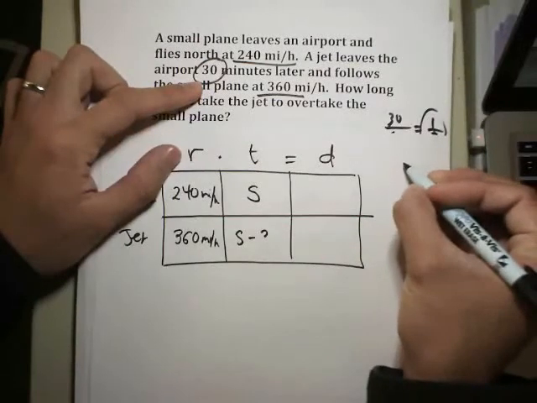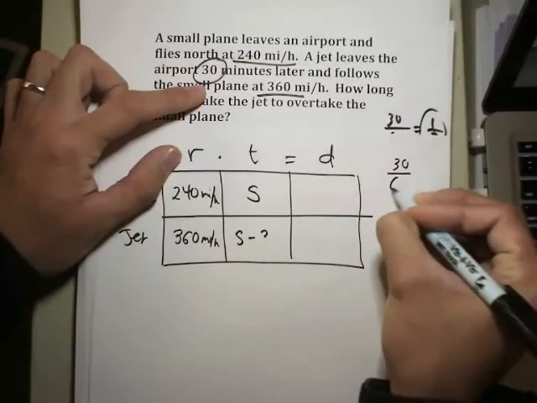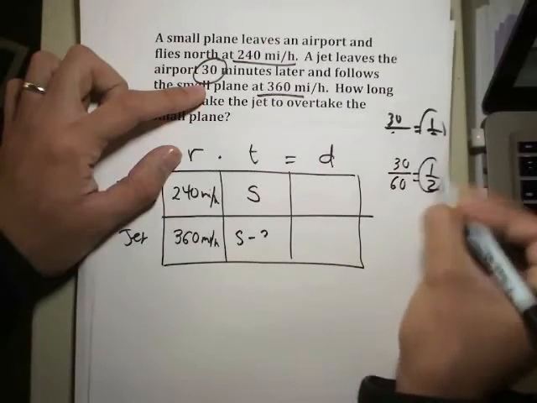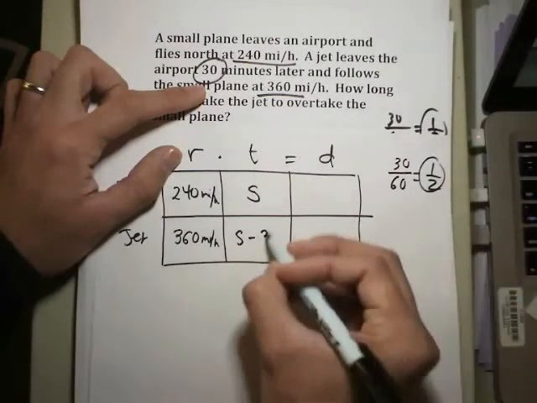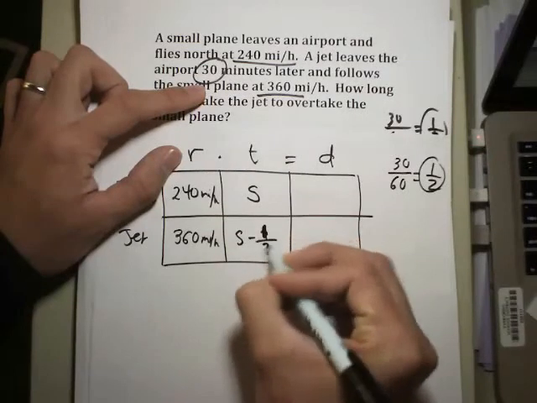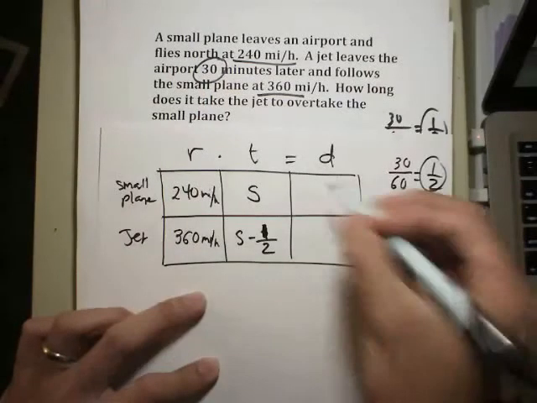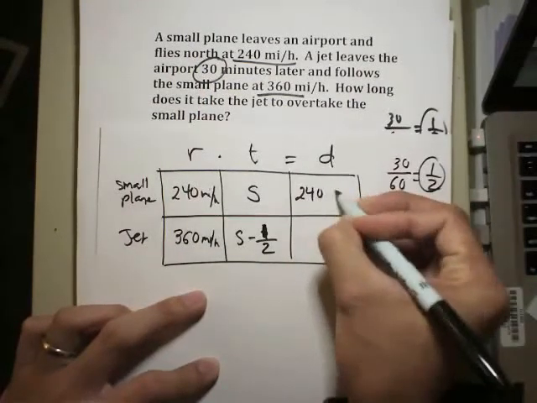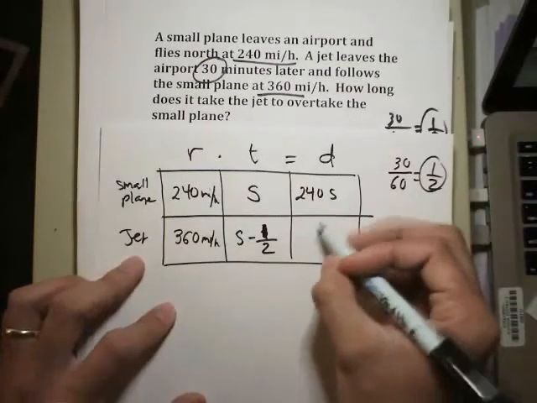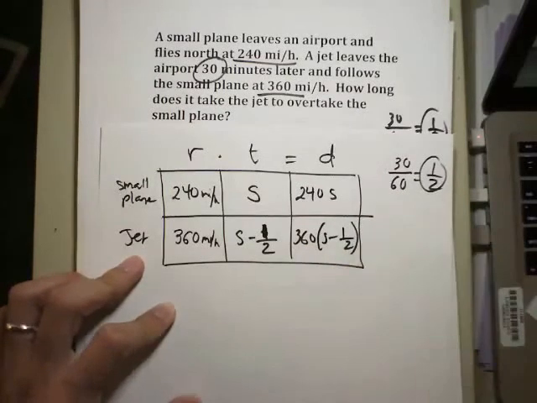The way that we do it is by taking the minutes and putting it over 60, because we know that an hour has 60 minutes, and we reduce that to be 1/2 in an hour. So that means right here, instead of putting 30 minutes, you should be putting 1/2 to represent half of an hour. Now we just go ahead and multiply it right across. You have 240 times s, which is the distance of the small plane, and we know the jet's distance is going to be 360 times s minus 1/2.